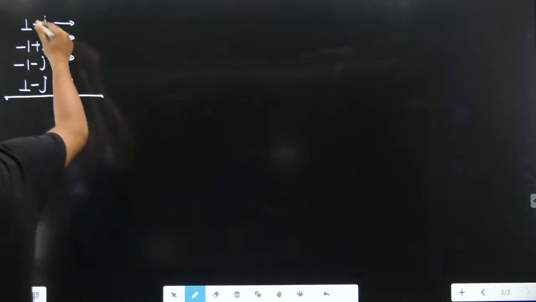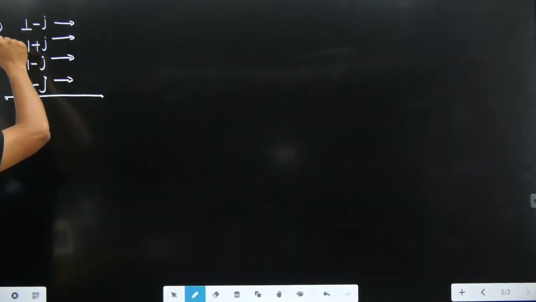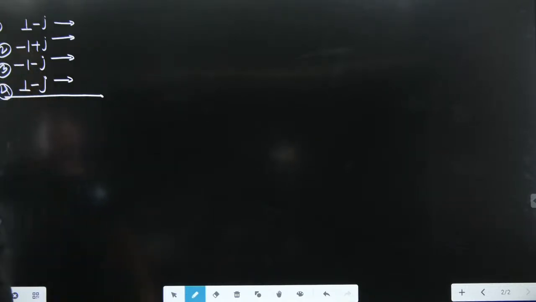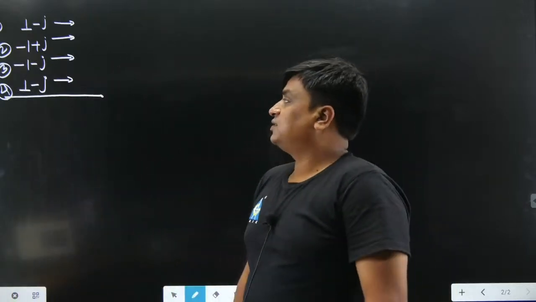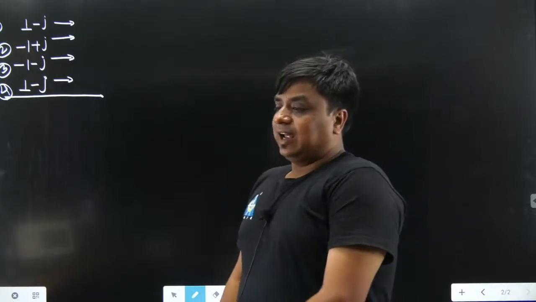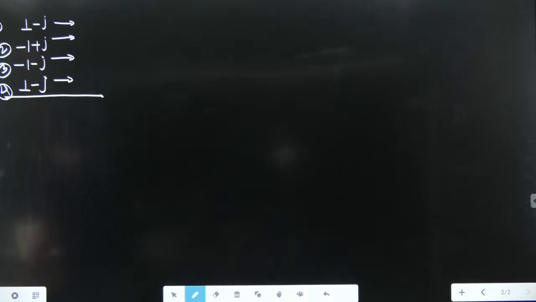How much gain? Obviously the gain is going to be root 2 everywhere, but how much phase shift would be provided by either of the systems? What would be the phase shift provided by system number 1, system number 2, system number 3, system number 4? I would like to have input from each one of you. Tell me.